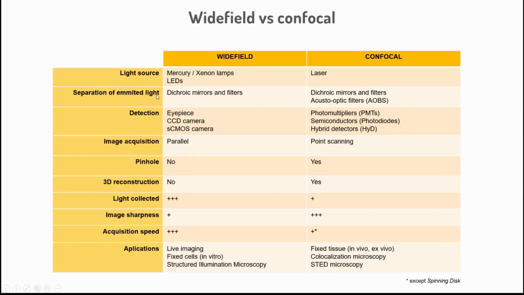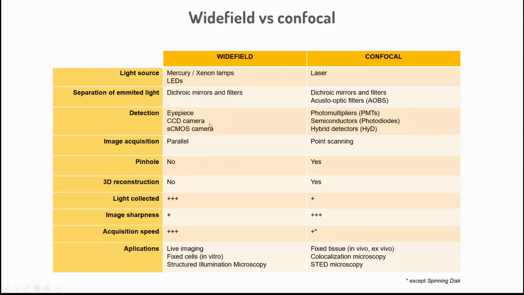Then the separation of the emitted light. Normally in wide field you use normal dichroic mirrors and filters. We will see them later. In confocal, this can get more complicated sometimes because you can use these very nice acousto-optic filters. They give you a very narrow band of light, so you can clearly separate, for example, 500 nanometers from 510, usually. The detection normally is done with cameras, and in confocal is done with photomultipliers because you have to amplify the light.